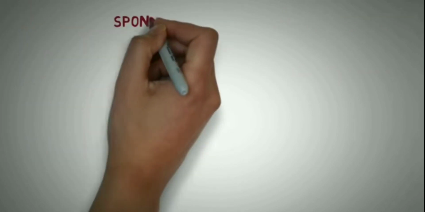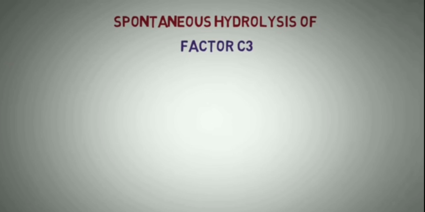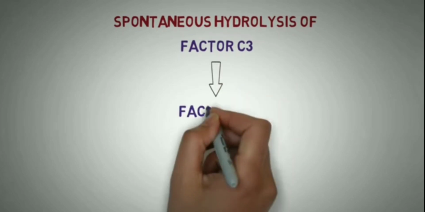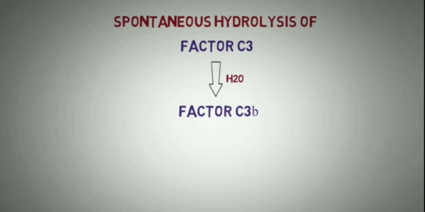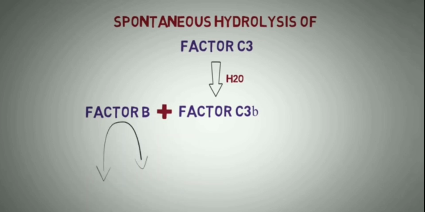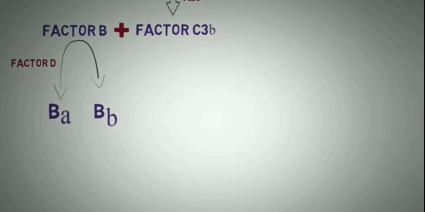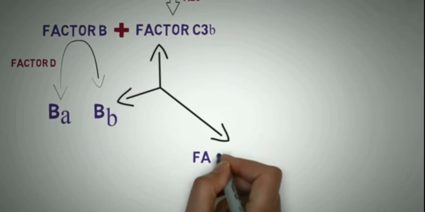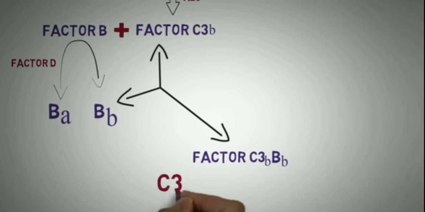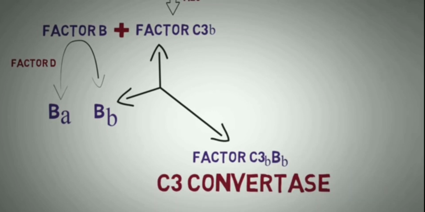The first step is the spontaneous hydrolysis of factor C3, which is present in our blood plasma. This hydrolysis is a spontaneous process where the factor C3 is converted to factor C3b. This allows the attachment of factor B to factor C3b and opens the active site on factor B. Factor D, which is another complement enzyme, then splits factor B into subcomponents factor Ba and factor Bb. The factor Bb then combines with C3b and forms the C3 convertase of the alternative pathway.